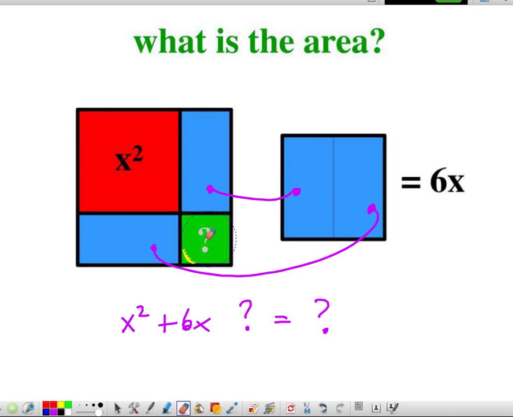Pause the video. How do I find the green area first, and then how do I find the other expression for the area? Okay.